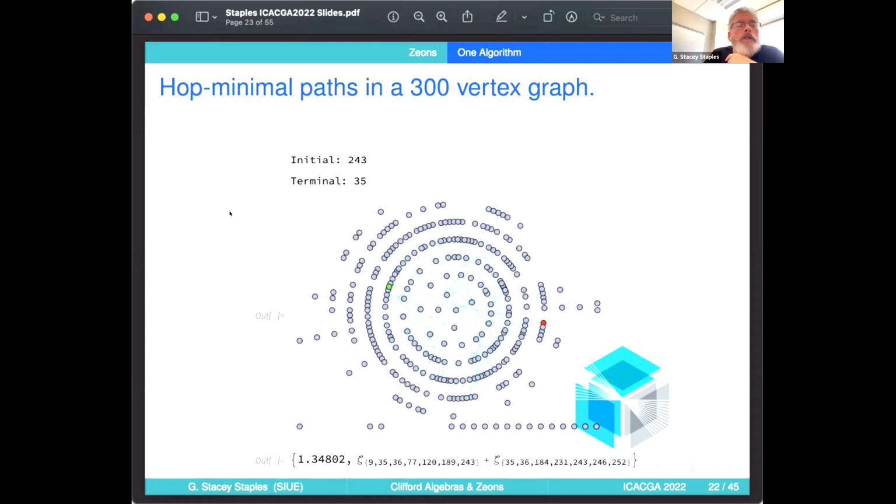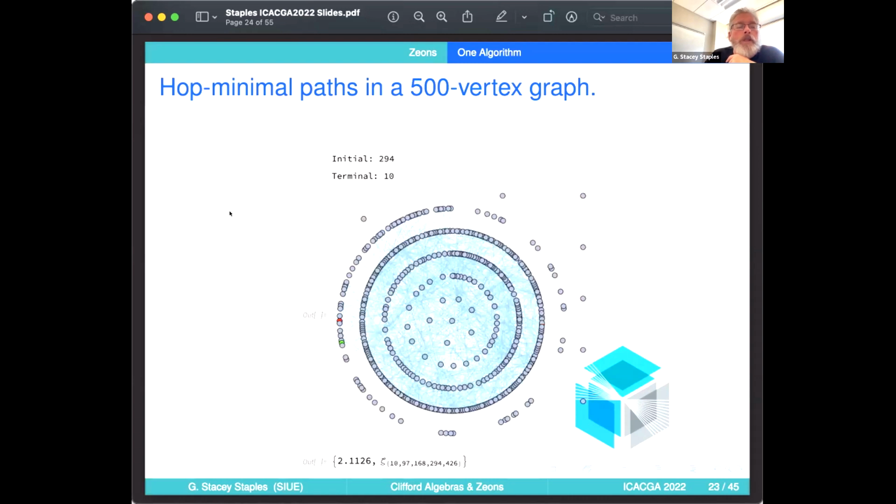And then I did another example with a 500 vertex graph, and the green one's here. You can barely see it, and the red one is there. But there was only one, and it's actually 4 steps. It took a couple of seconds to find that one, but that's the only one in the graph, and that's the unique shortest path. There could be others of greater length, but the shortest path between 294 and 10 is 4 steps, and those are the vertices involved.